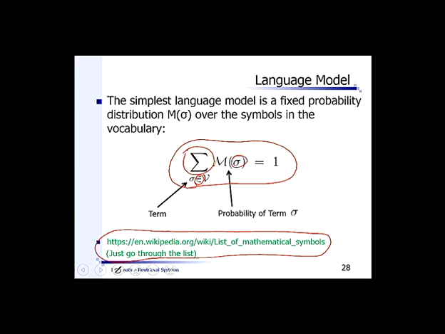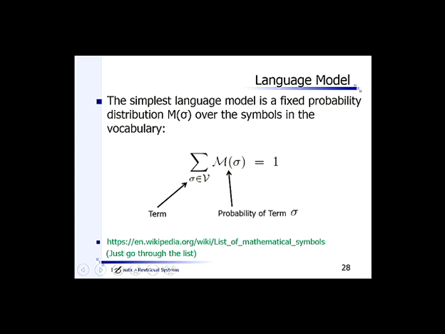So if I have to read it in plain English, I will say that this sigma is described as sum. It symbolizes summation, addition of certain things. Sum of probability, this is the probability of a particular term small sigma. The sum of probability of all terms contained in the vocabulary V is 1. How can we read this equation? The sum of probability of all terms in the vocabulary is 1.